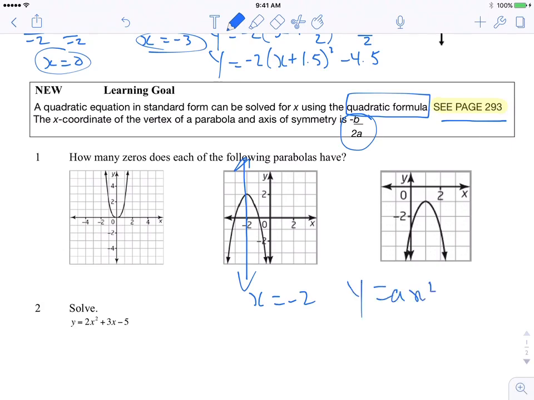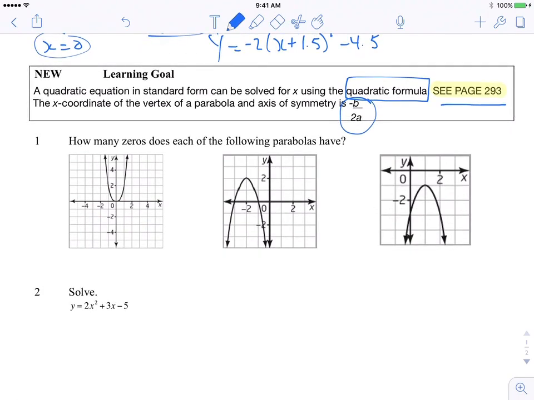So ax squared, that's your a value, right? Plus bx, whatever this is, plus c, and whatever that is. So if you take the opposite value of your b and divide that by 2 times whatever your a value is, you can quickly get the axis of symmetry, or the x-coordinate of the vertex. All right, how many zeros, or how many roots, does each of the following parabolas have?